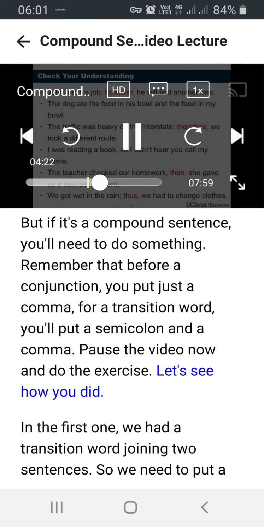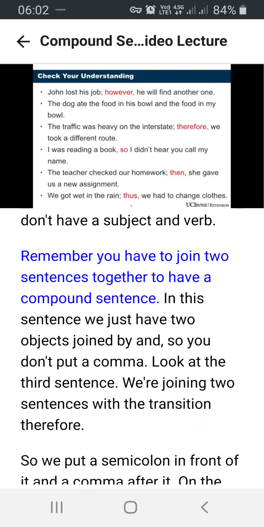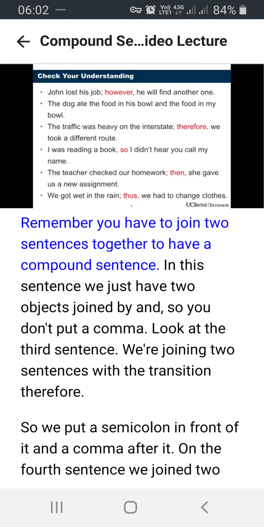Let's see how you did. In the first one, we had a transition word joining two sentences, so we need to put a semicolon in front of however and a comma after. In the second sentence, we just had a simple sentence. It's not a compound sentence, because after and, we don't have a subject and verb. Remember, you have to join two sentences together to have a compound sentence. In this sentence, we just have two objects joined by and, so you don't put a comma.